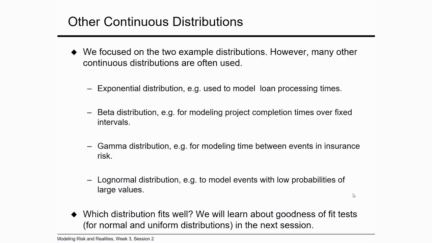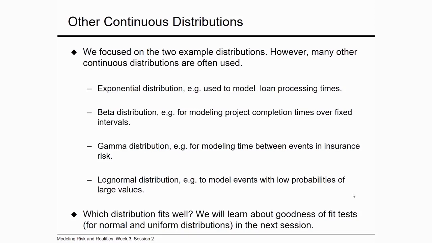So far, we have focused on two example distributions, the normal distribution and the uniform distribution. However, many other continuous distributions are often used. The exponential distribution, for example, is used to model loan processing times, the beta distribution to model project completion times over fixed intervals, the gamma distribution to model events in insurance risk, and the log normal distribution, for example, to model low probability events that take high values with low probability.